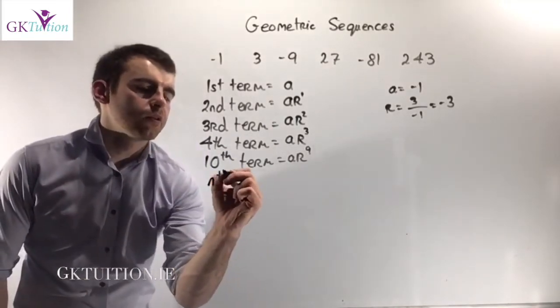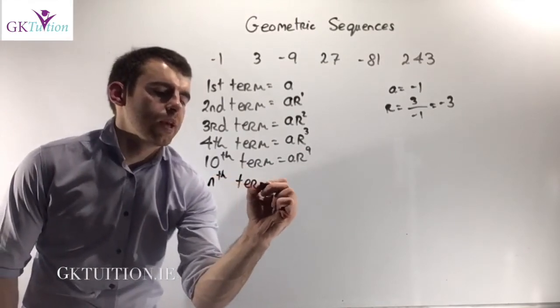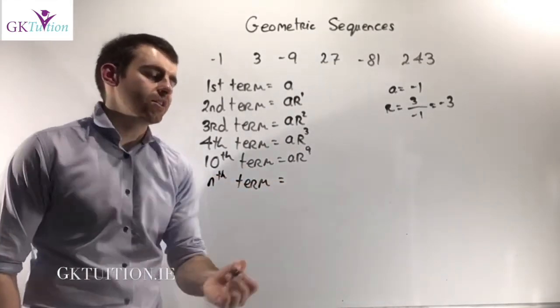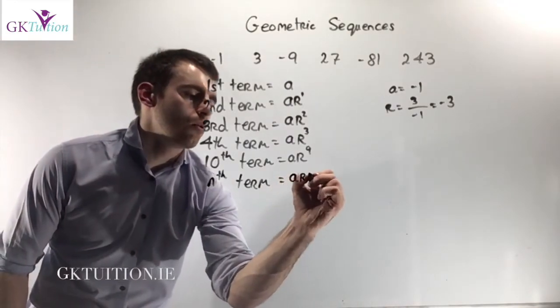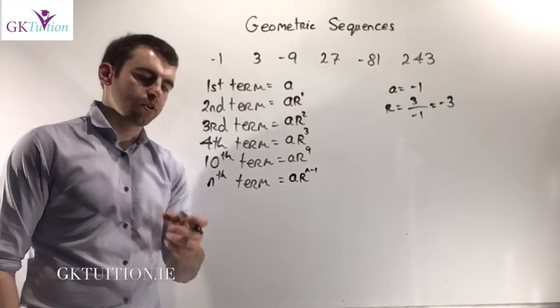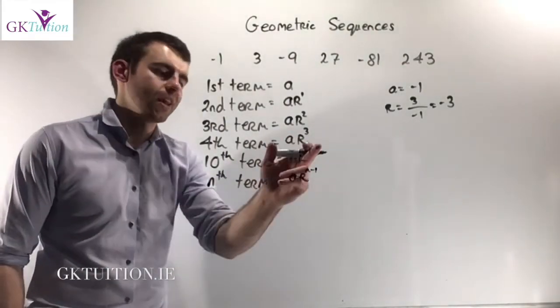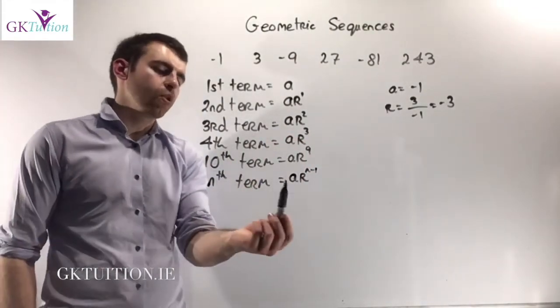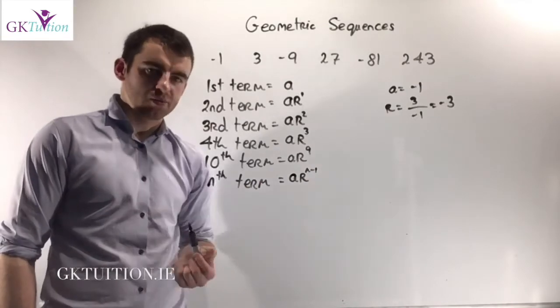What I want you to figure out is what is the nth term. The nth term in any geometric sequence would be a r to the power of one number less than n, or in other words, n minus 1. The 10th term is one number less than 10, so that's a 9. The nth one would be a r to the power of n minus 1.